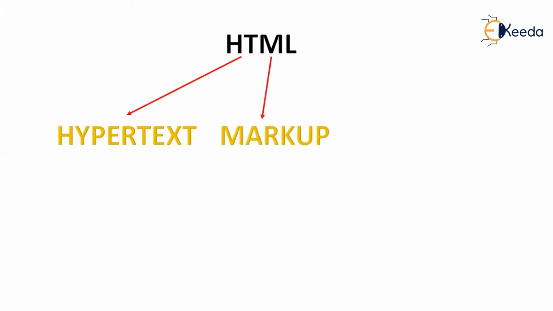What is the meaning of HTML? The HTML word consists of four letters, which are H, T, M and L. Let's see what that means. HT means hypertext, M means markup and L means language. But what is hypertext individually? What is markup individually? And what is language?